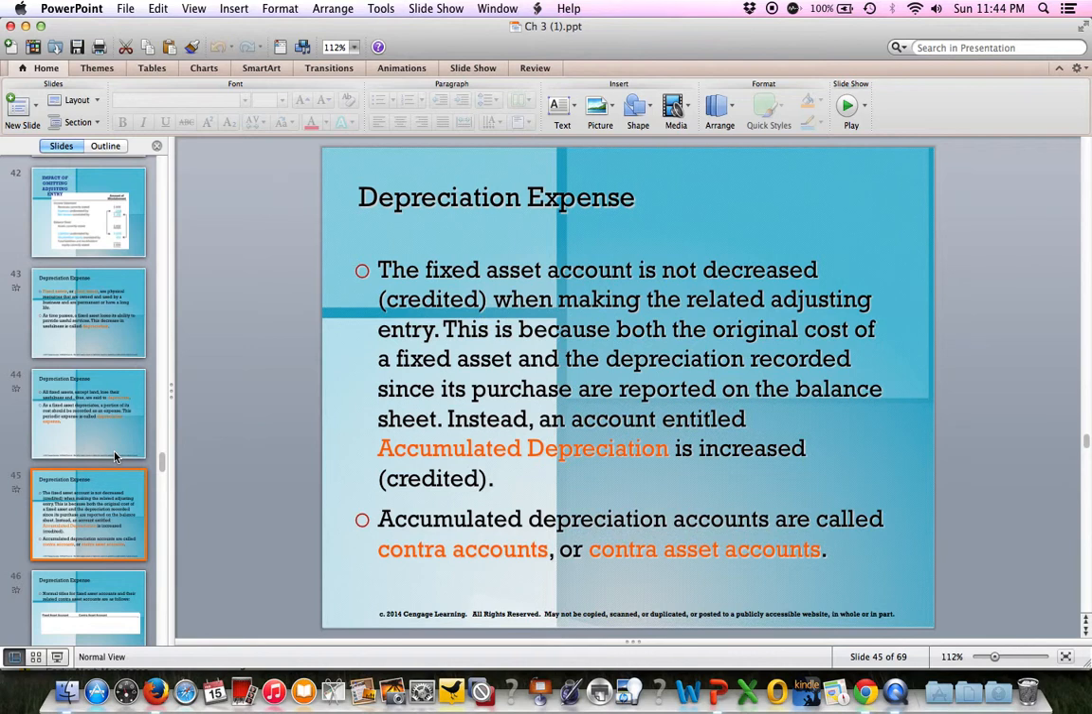And so whenever you think contra, I want you to think opposite. And so contra asset means we're opposite to assets. So assets have a debit balance. Therefore, a contra asset would have a credit balance, the opposite balance of asset. And so we are going to debit expense and credit the account called accumulated depreciation. So we hold all depreciation in this contra account instead of just crediting the asset account directly.